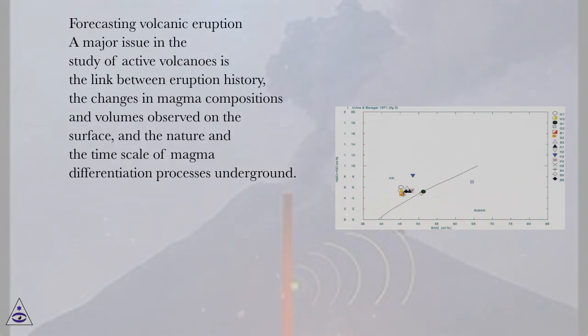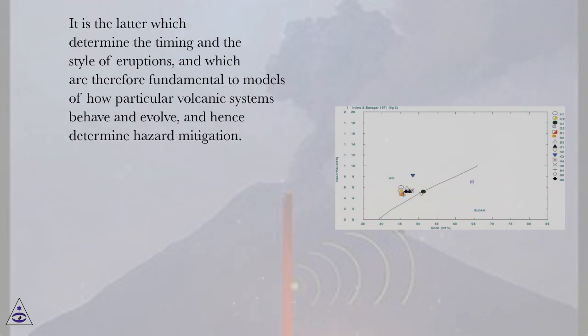Forecasting volcanic eruptions. A major issue in the study of active volcanoes is the link between eruption history, the changes in magma compositions and volumes observed on the surface, and the nature and time scale of magma differentiation processes underground. It is the latter which determine the timing and the style of eruptions, and which are therefore fundamental to models of how particular volcanic systems behave and evolve, and hence determine hazard mitigation.